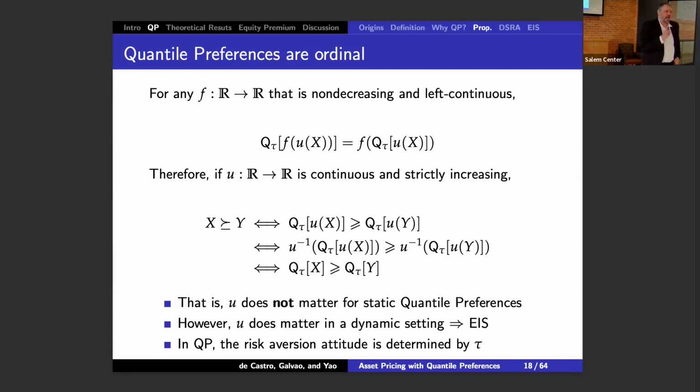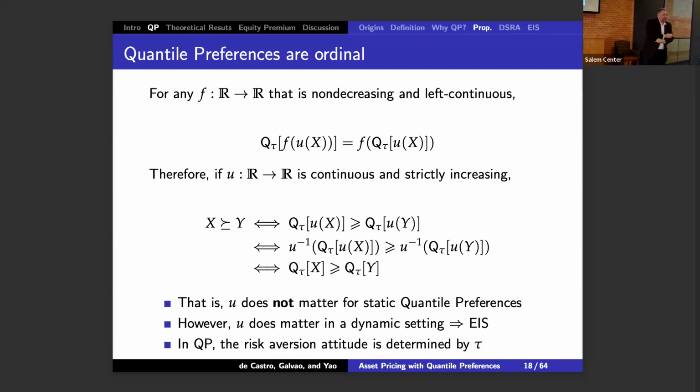And this is the reason why you can separate risk aversion from the elasticity of intertemporal substitution. You remember how the risk aversion came from the utility? You cannot do this for the expectation. The utility is important, right? The whole point about expectation is utility. Now, in the static case, utility doesn't matter.